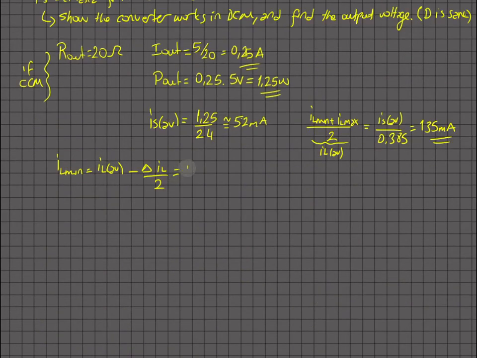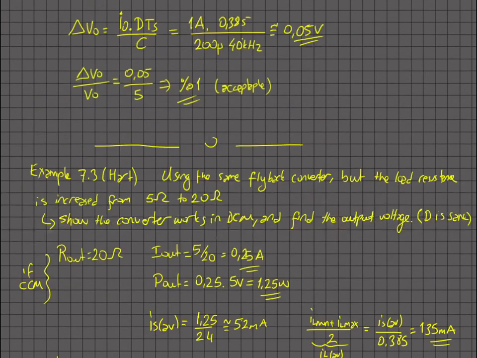So 135 milliamps minus 460 milliamps divided by 2 is minus 95 milliamps. So it is less than 0, and actually that is not possible. I will tell why it is not possible. It is working in DCM.